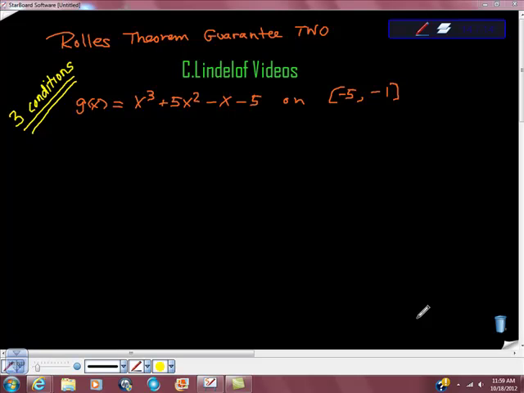Joel's theorems guarantee this. This is our second one. What are the three conditions? There are three conditions under which we can use Rolle's theorem. The one is the obvious one, but what are the other two? They're kind of dumb, but we have to keep them in mind. What are they, Joel?